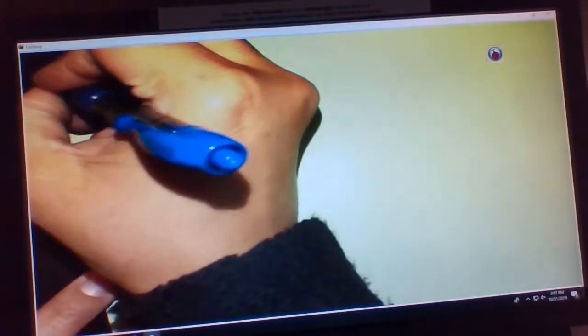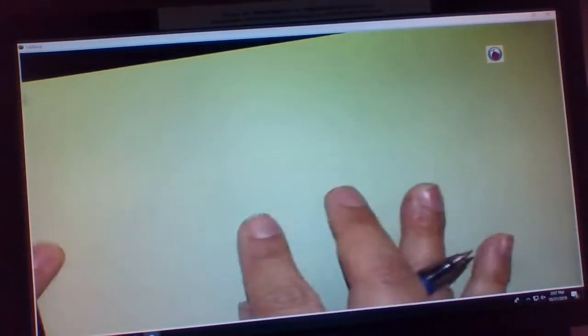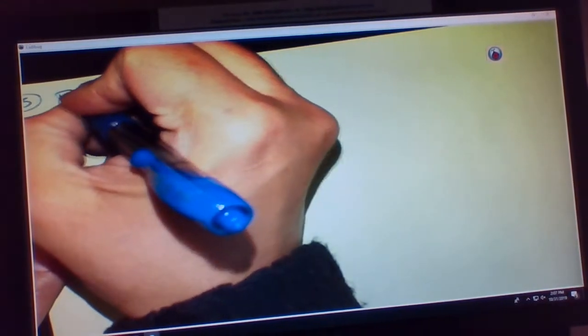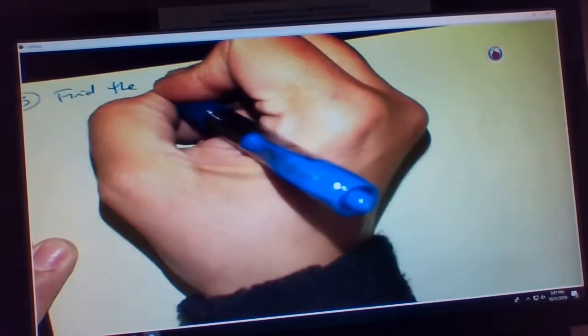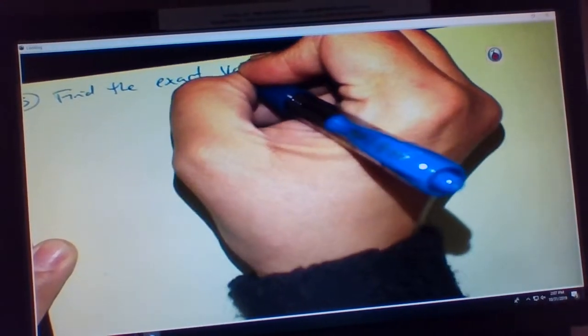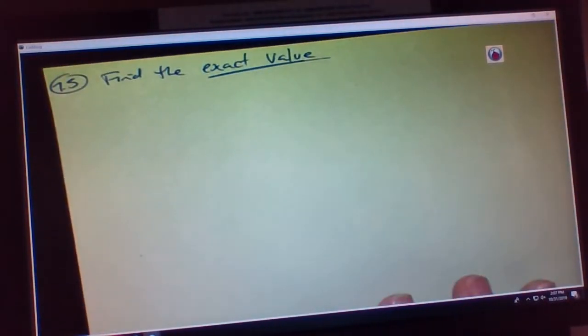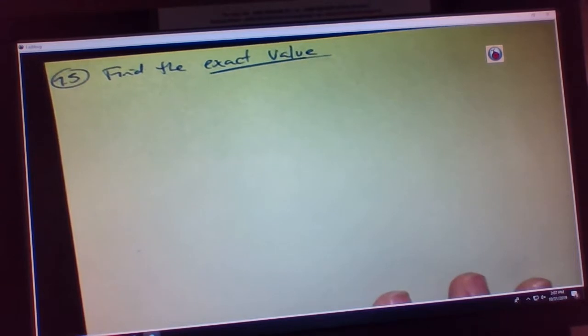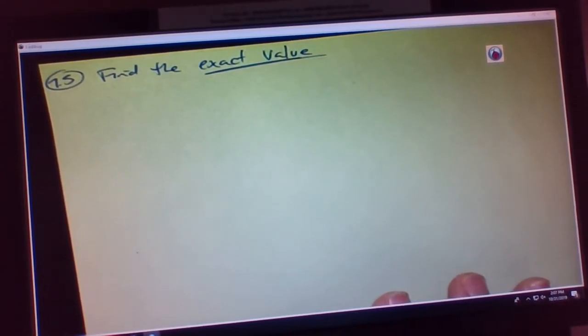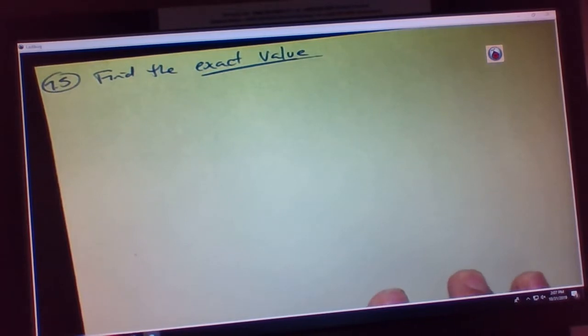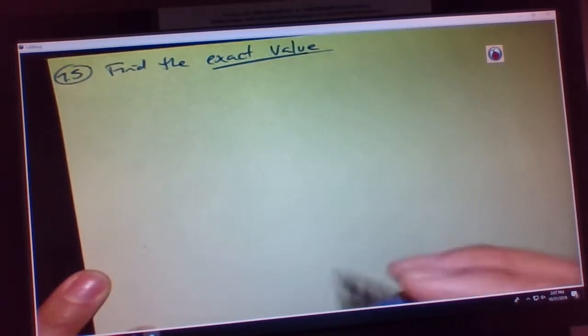7.5. Find the exact value. Now, please understand, every time it says find exact value, it doesn't mean plug it into your calculator. I need to see some work. It means you use your unit circle. You need to somehow show me you're using your unit circle.